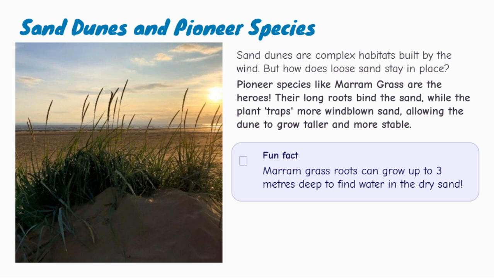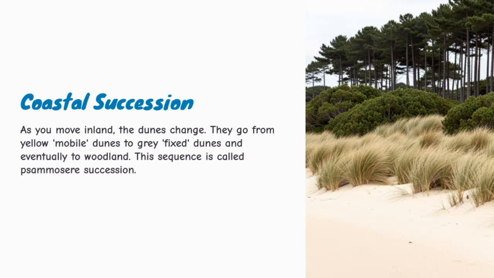This makes marram grass extremely important in dune development. Without pioneer species, sand dunes would be much less stable and could be blown away more easily. Now let's look at how sand dunes change as you move inland. This process is called psammosere succession.